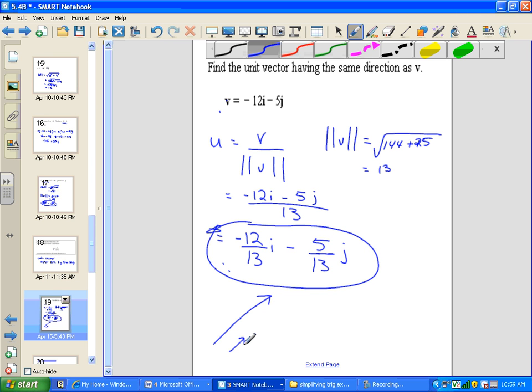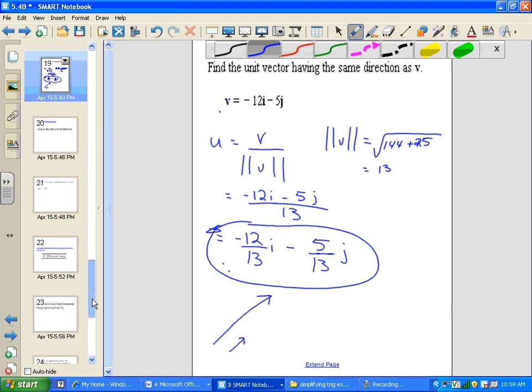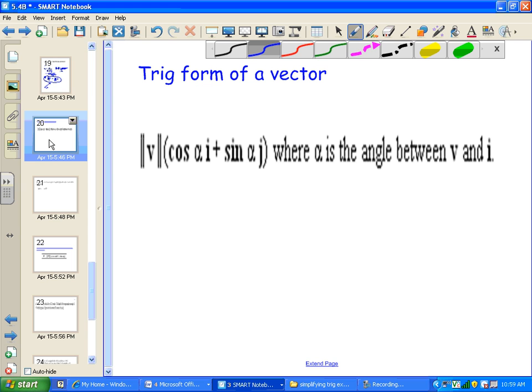Same direction, but different magnitudes. Okay? Now, let's look at finally more of the trig form. So the trig brings in the direction. Okay? So we've been really focusing on the magnitude. Now let's switch over to the direction.